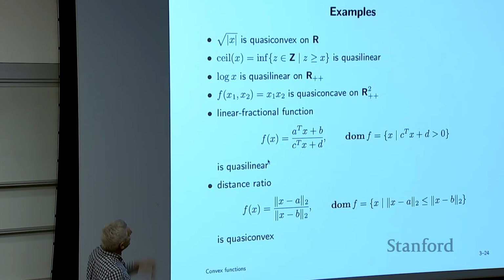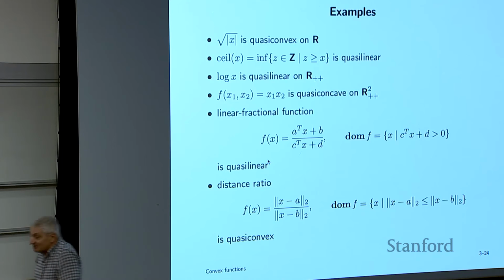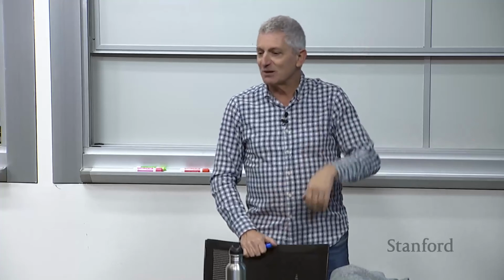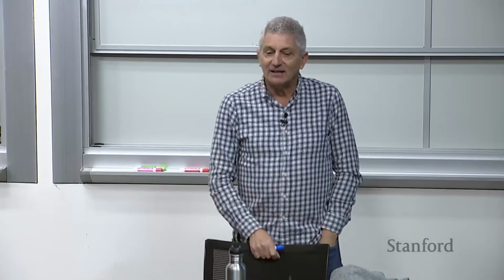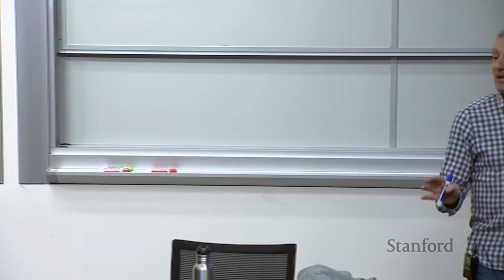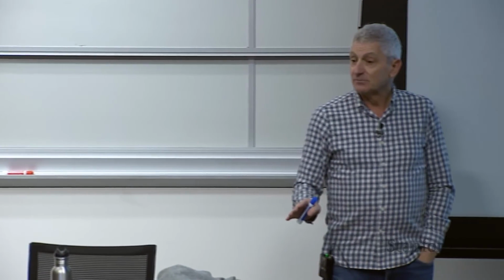Okay. Here's a weird one. The ceiling of x. That is the smallest integer bigger than your number, right? So if I draw the plot of that function, it's like a staircase, right? It takes the smallest integer that is bigger than you. Everybody got it? Okay. Let's have a discussion right now about integer valued convex functions.